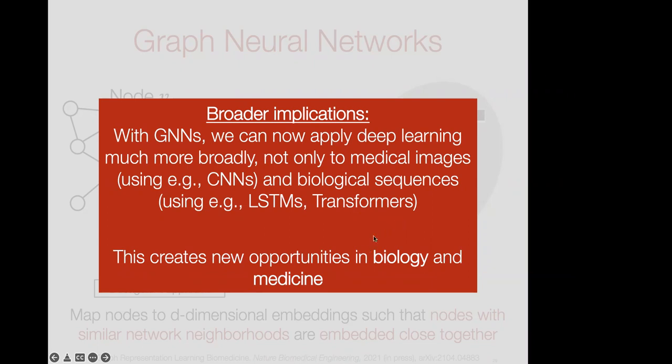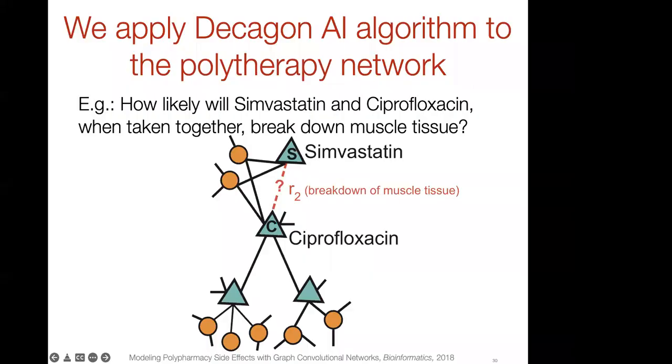And so this creates these new opportunities in biology and medicine, such as this one on polytherapy prediction that I mentioned. So we trained a Decagon such that it can answer queries about drug interactions. For example, one might ask a query, how likely a form of statin and ciprofloxacin when taken together would lead to breakdown of muscle tissue. And when that query is asked by a user, in the backend, the model will return the probability of an edge of type breakdown of muscle tissue existing between the two drugs that appeared in the query. So that's how the model was trained.